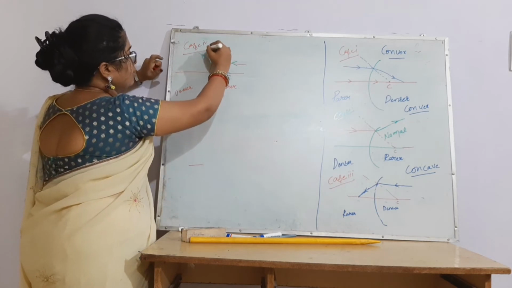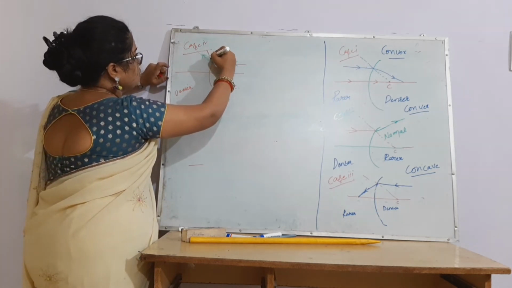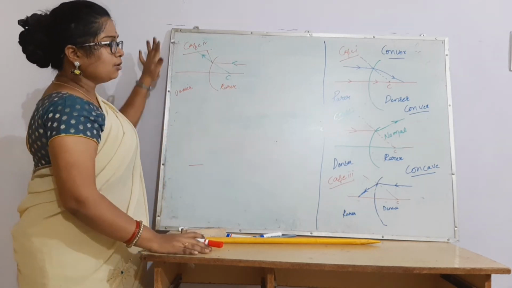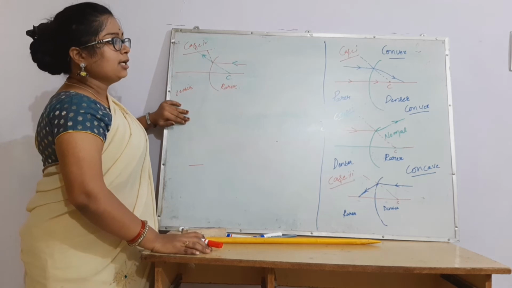Let it be, rarer to denser. It moves towards the normal, you can say. So these are the four cases you are going to learn.